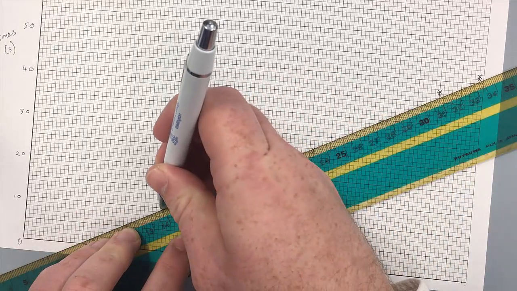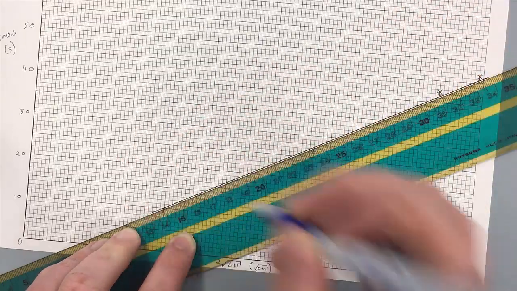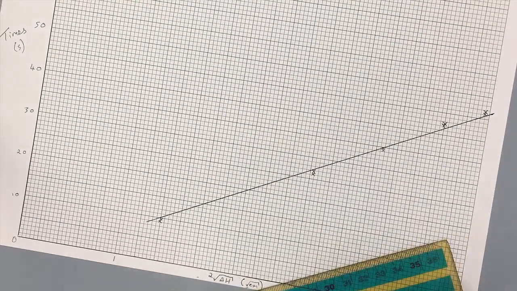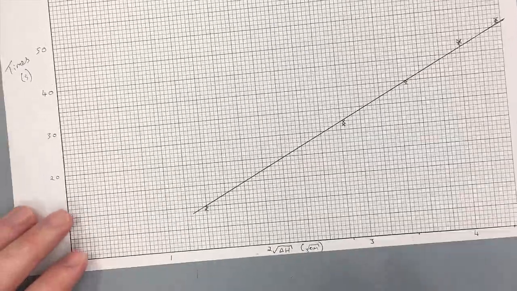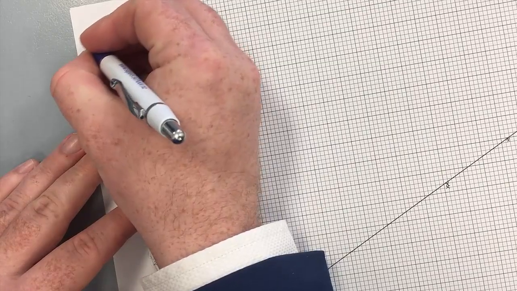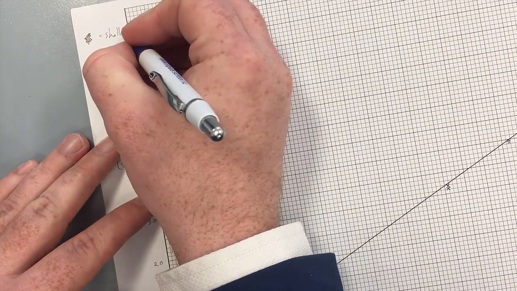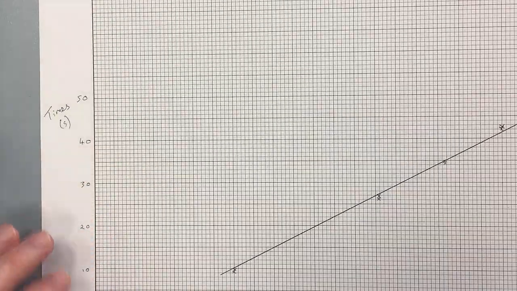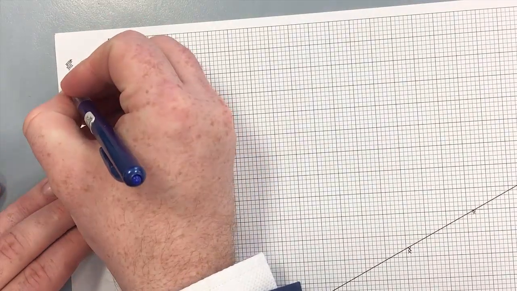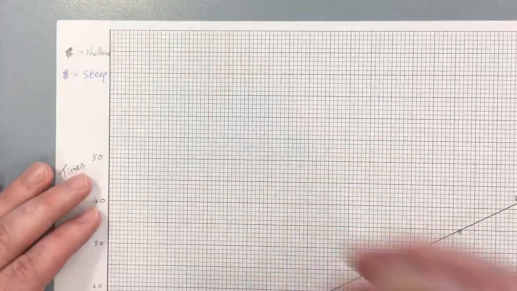So I'm going to do a solid black line for that one. So that's my shallowest line of best fit. And I might just note down on here that the black equals the shallowest. And I'm going to use blue for my steepest line of best fit.